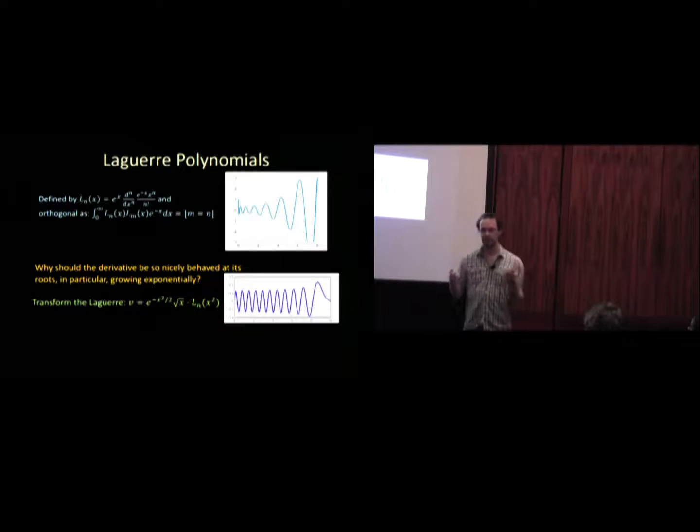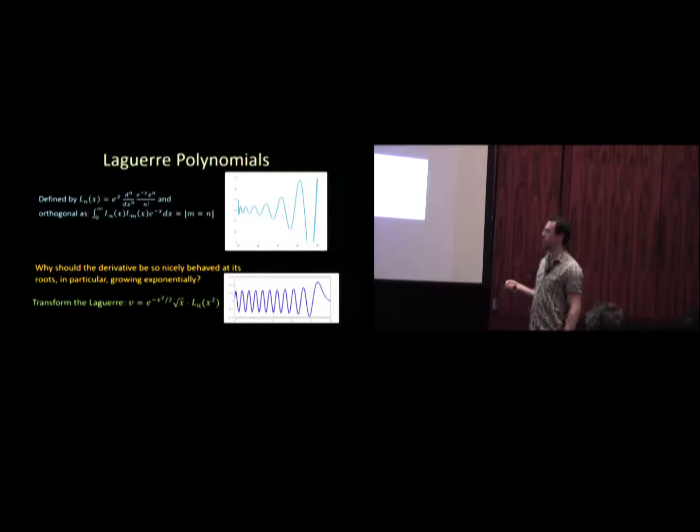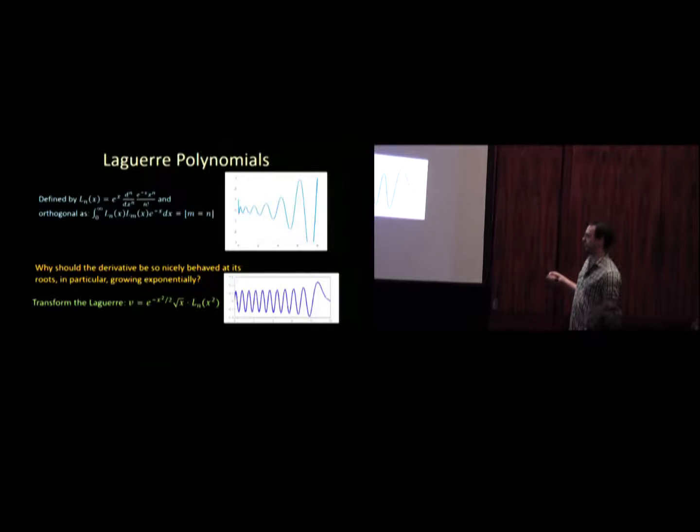So can we get our hands on this somehow to show that this behaves like a sine wave? Because this function, modulo the change of x coordinates, is essentially the Laguerre polynomial divided by an exponential. So if we could show that the Laguerre polynomial divided by an exponential behaves exactly like a sine, then clearly its derivative at each of its roots would grow exponentially.